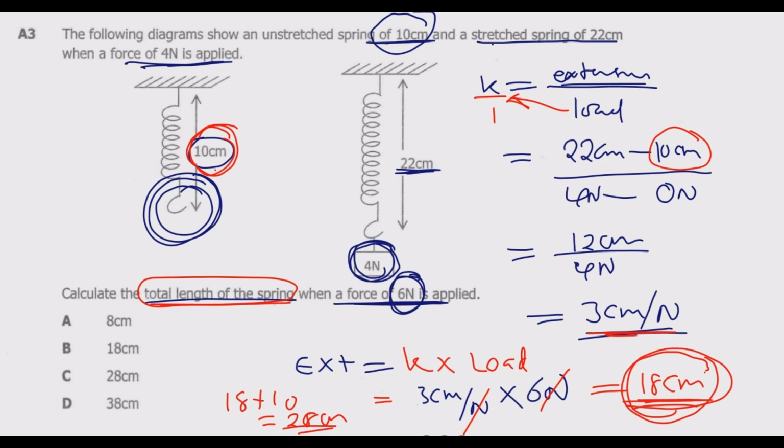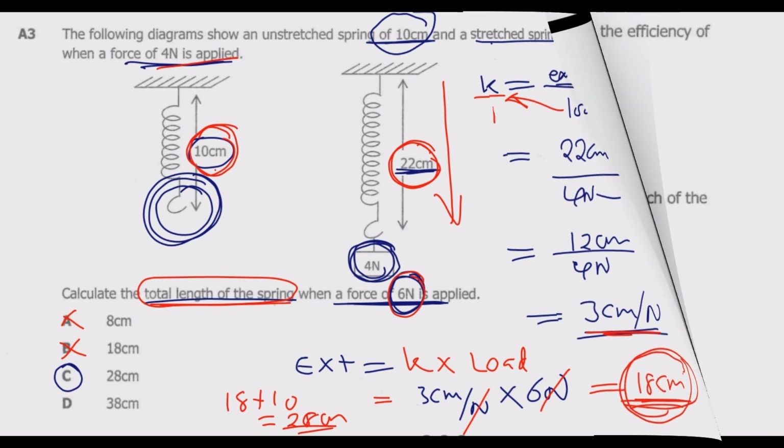for 4 newton, the total length is coming to 22. Then if we add 2 additional newton, it should be beyond 22. So it cannot be 18. It has to be slightly higher than this one. So you notice that we are getting 28 centimeter. So 28 centimeter is basically the correct answer.